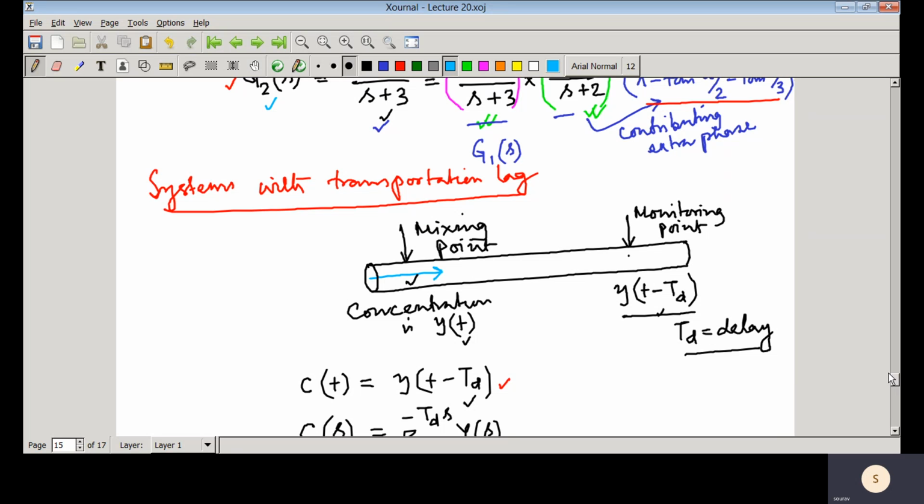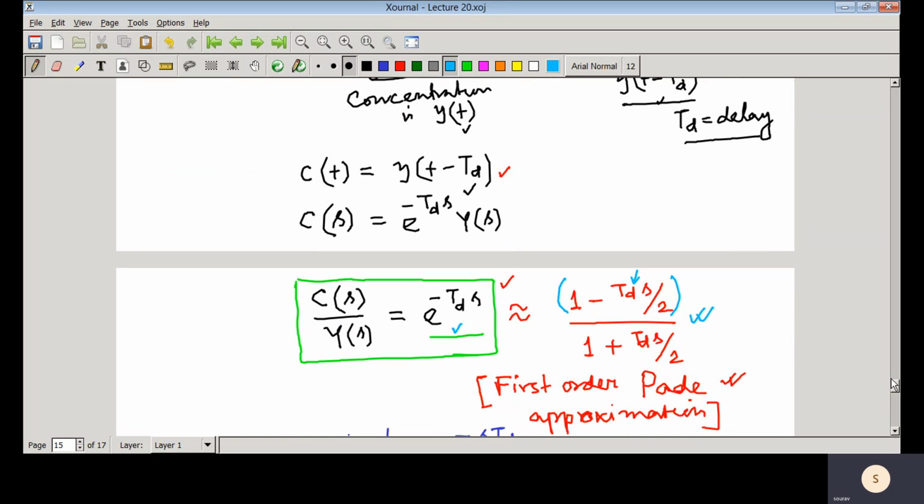Then we have discussed what is the transportation lag. That means if there is any lag or delay in the loop, how to model it. It is modeled as e to the power minus Td s. And we have learned a new thing, how to approximate it, because e to the power minus Td s is not a rational transfer function. To make it a rational transfer function, we can take the first order Pade approximation. If we take that approximation, e to the power minus Td s can be approximated like a proper transfer function, which is a non-minimum phase transfer function because there is a zero on the right half of the S-plane.